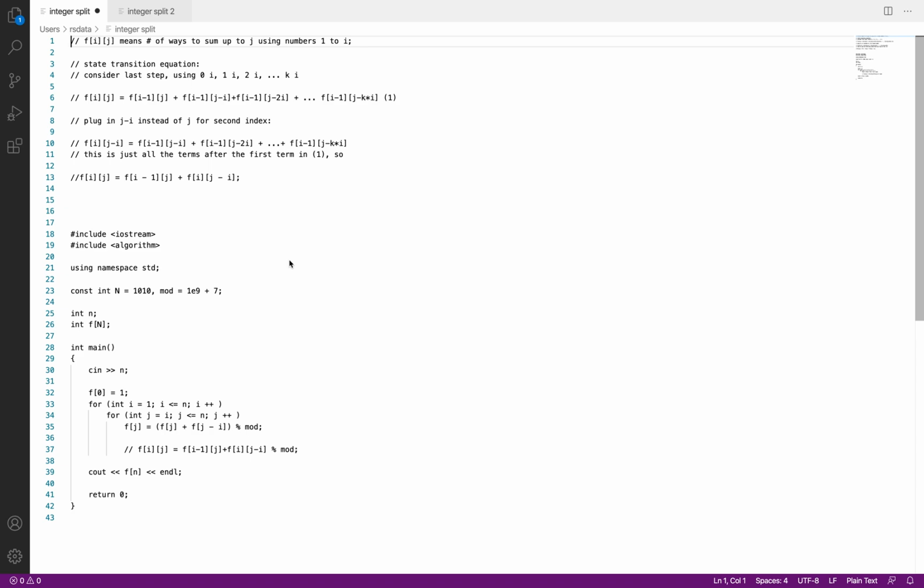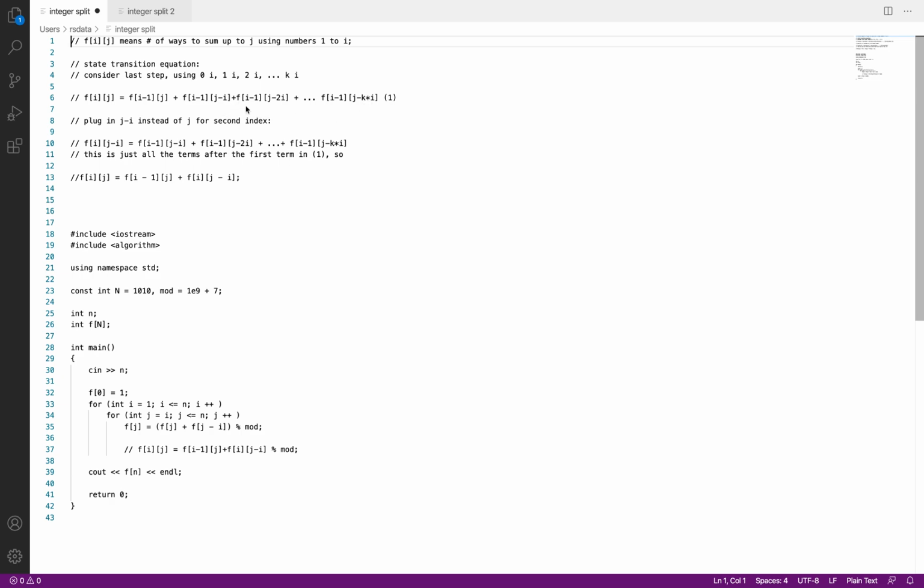The first way is to use F[i][j], meaning the number of ways to sum up to the number j using the numbers 1 through i. So the state transition equation considers the last step: using 0, 1 i, 2 i, up to k i's. So F[i][j] equals F[i-1][j] if no i is used, so it's i minus 1 numbers summing up to j. And if one i is used, it's F[i-1][j-i]. And then F[i-1][j-2i], up to F[i-1][j-k*i].